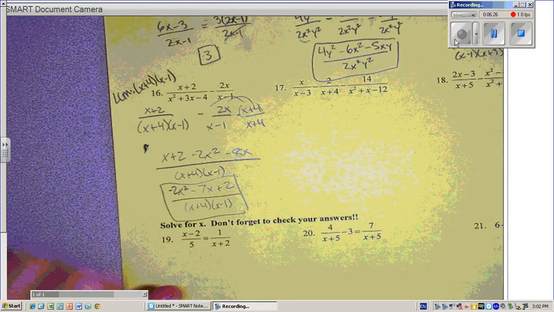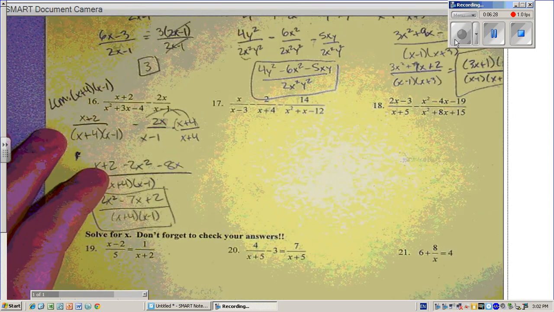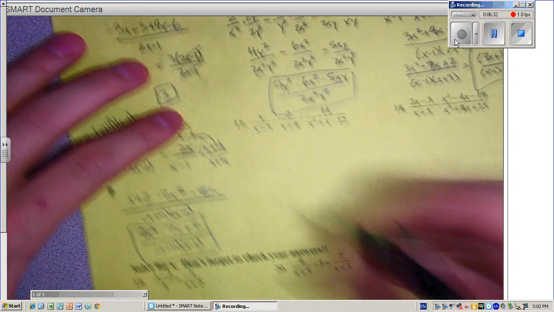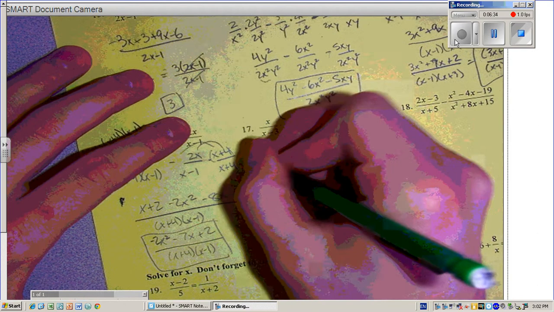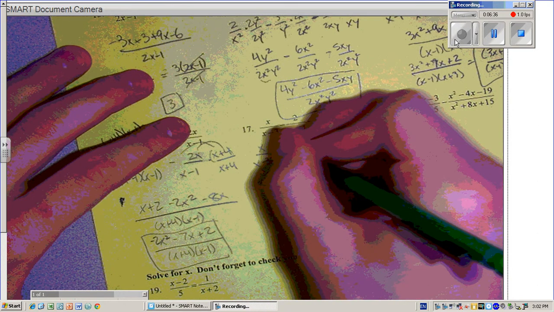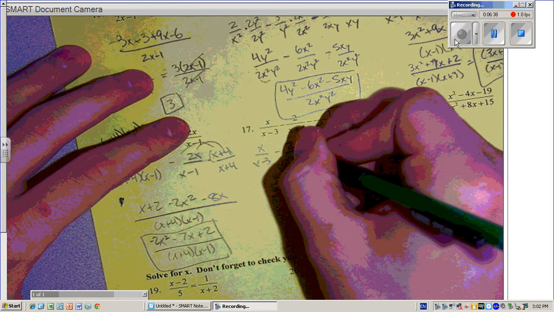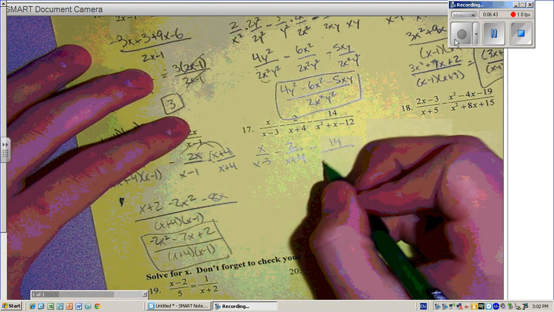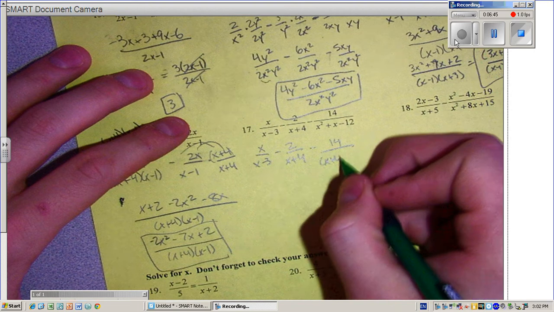Okay, 17 and 18 are the two trickiest problems in these problems. Okay, we have three terms, we still need a common denominator. So first thing I'm going to do is factor that last term. So I'm going to rewrite the first two, and now I'm going to factor the denominator of that third expression. So I'm left with x plus 4 times the quantity x minus 3.